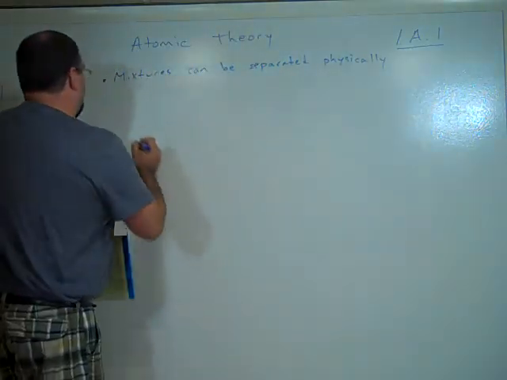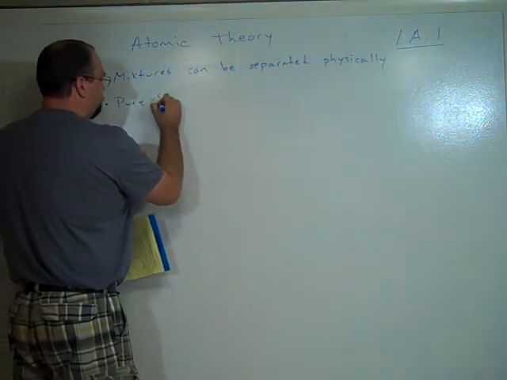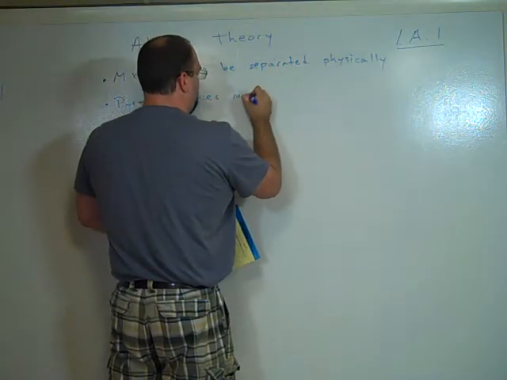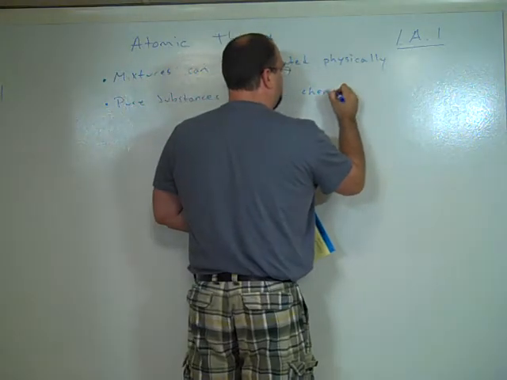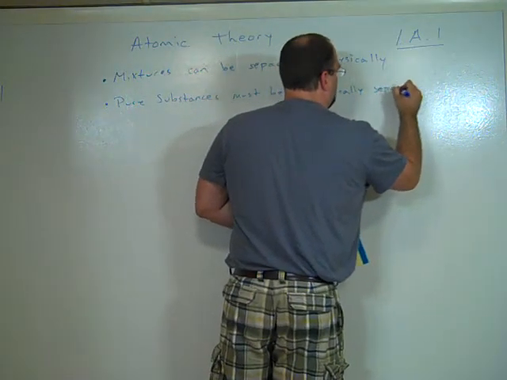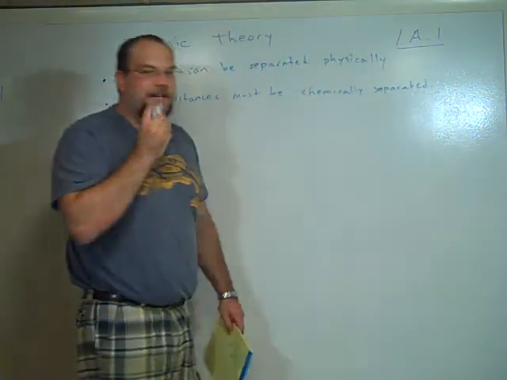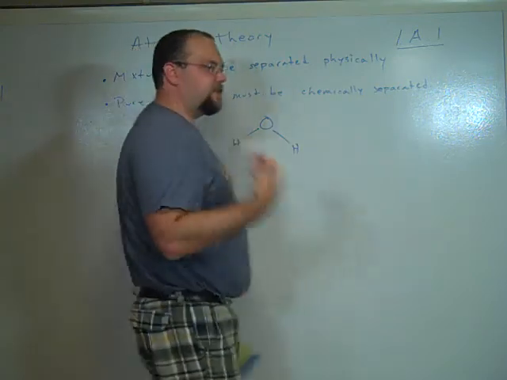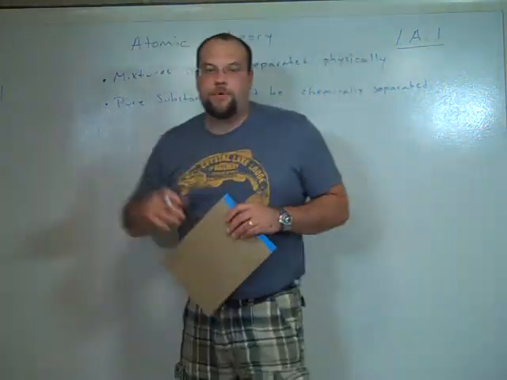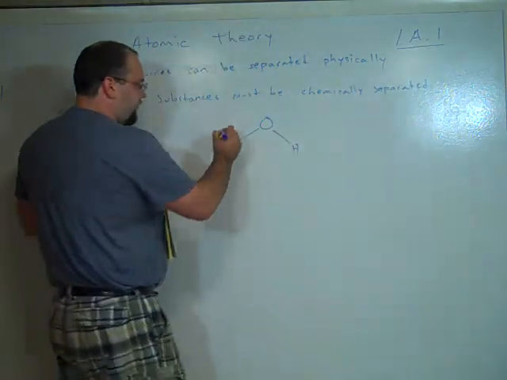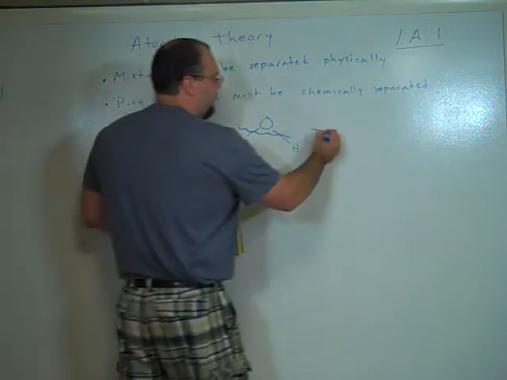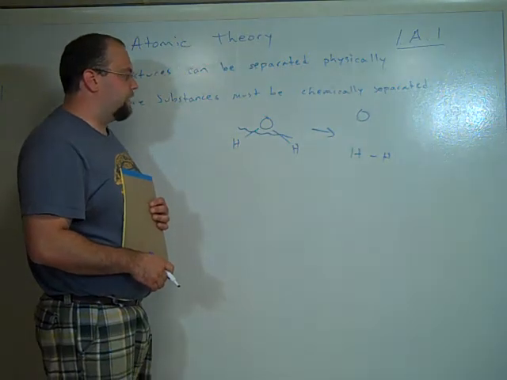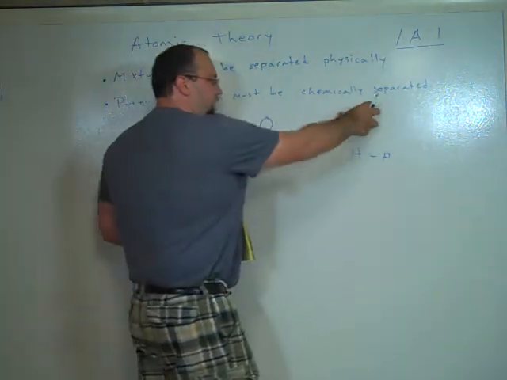On the other hand, pure substances must be chemically separated. Alright, they must be chemically separated. So for example, let's say I have water, H2O. If I want to separate out my oxygen and my hydrogen, what I do is I pass electricity through it. And that electricity breaks these bonds. So I'll be left with oxygen and a hydrogen molecule.